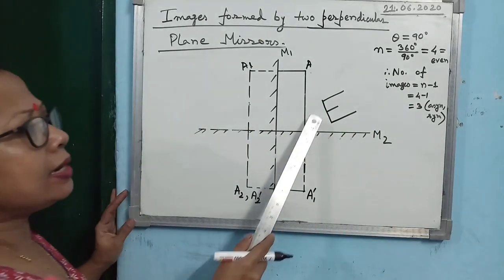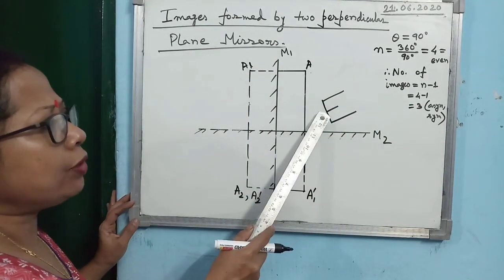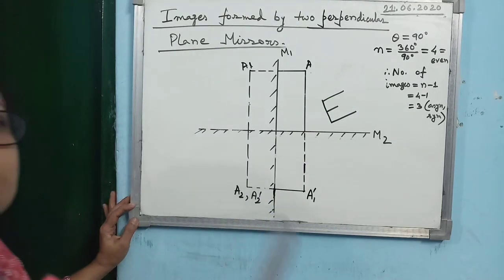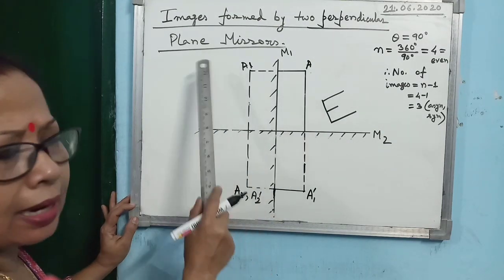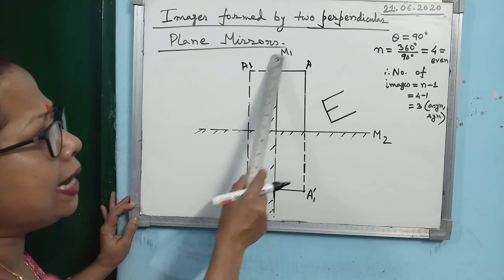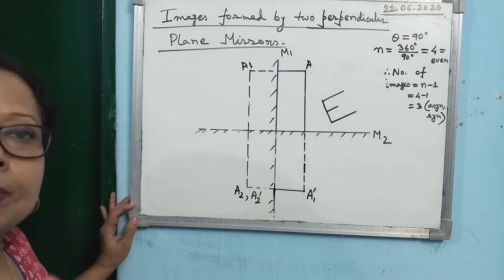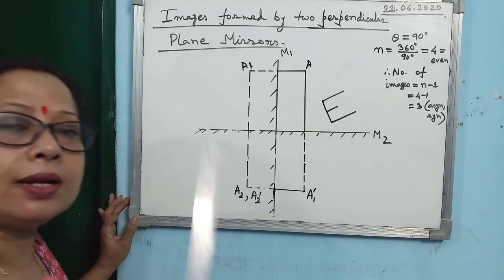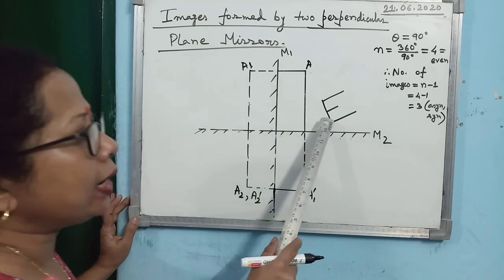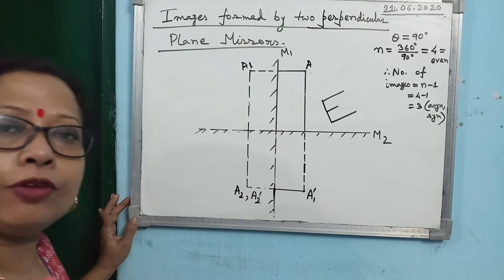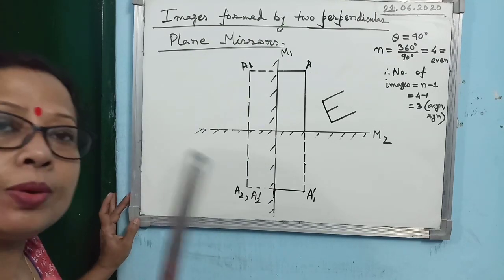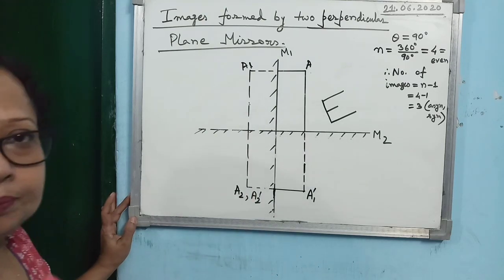Now why have I taken it here? I may take it anywhere. If you take the observer's eye here, it will be convenient for us to draw the diagram. That's why I have taken it. Otherwise, anybody can take the observer's eye anywhere within the two perpendicular mirrors. Alright, if you stand anywhere within the two mirrors, you can see the images. But why have I taken it here? It will be convenient for us to draw a clean and neat diagram. That's why I always suggest you follow this one.